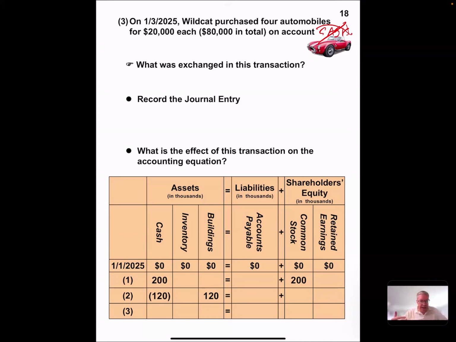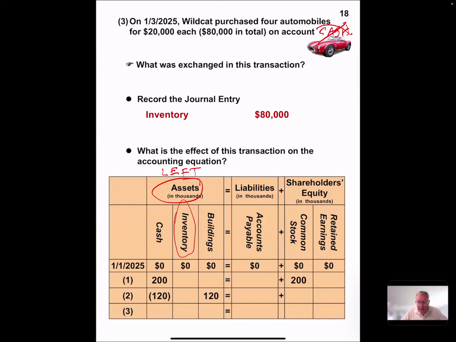Let's give it a name. It's not cash, right? It's not a building we just bought. We bought inventory. So we'll use this particular account name. So what happened to the inventory count? Did it go up or down? Well, in this case, we just got 4 cars. So the inventory count is going up. Inventory is an asset. It's on the left-hand side of the equation. How do we increase items on the left-hand side of the equation? With a debit. So we will debit inventory for the appropriate dollar amount.